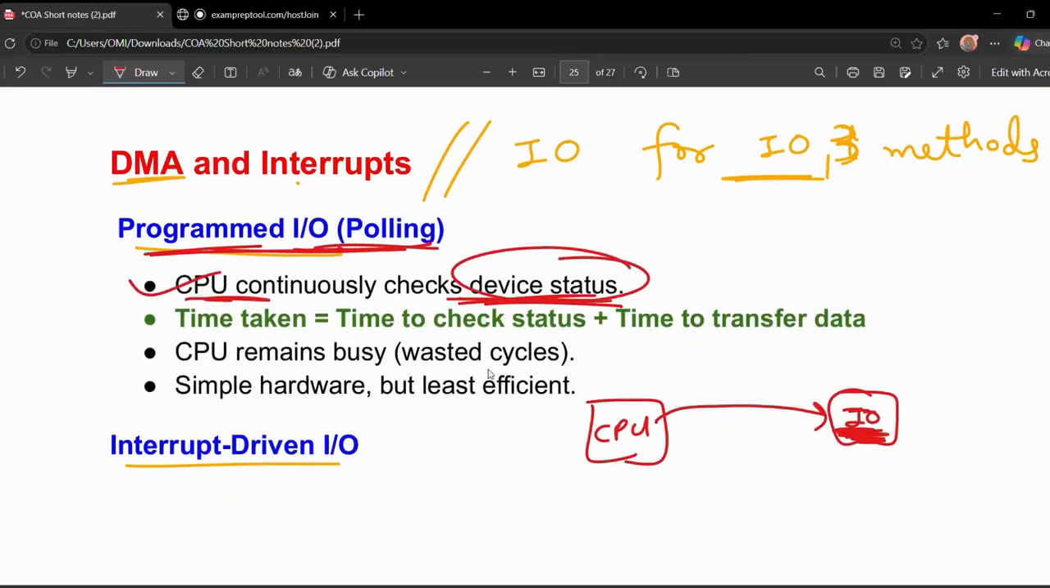How much total time does it take? Total time is the time to check the status. The CPU keeps on checking, keeps on checking. That's why it is also called polling. So you poll it.